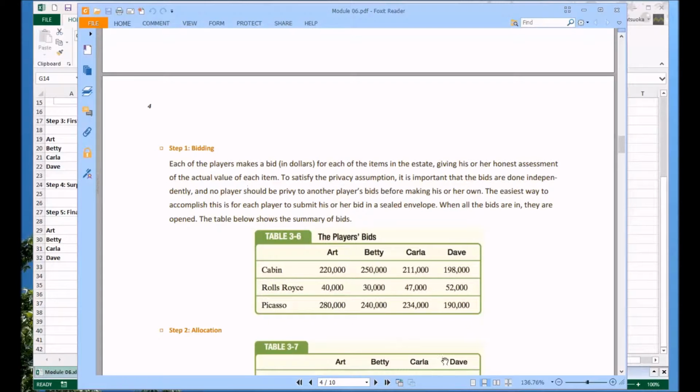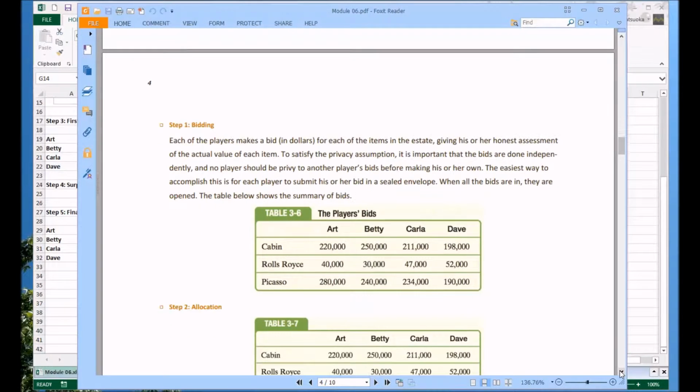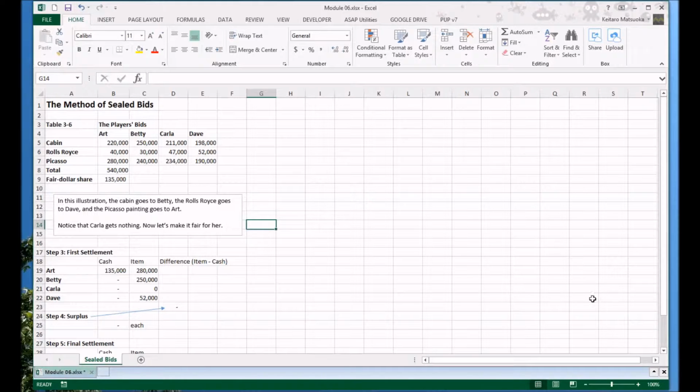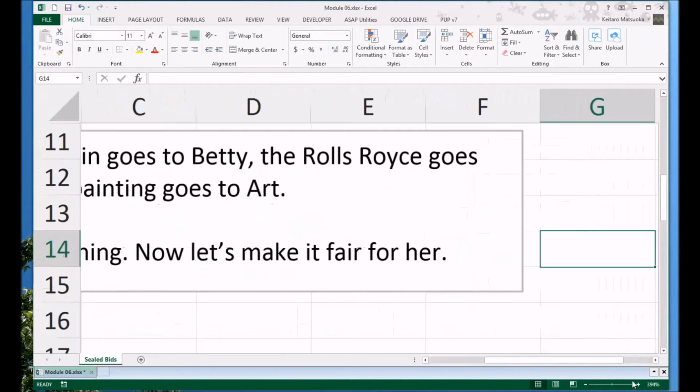You do the bidding. The second step is to move on to allocation. So let's look at the allocation. How do we calculate that? Here's the step 2 allocation. Art's fair share is 135,000. Betty's is 130,000. Carla gets 123,000 and 110,000 for Dave. How do we get those numbers? I did the calculations in Excel, so let me move on to that. You don't have to do calculations in Excel, but for the purpose of demonstration, I did it in Excel.